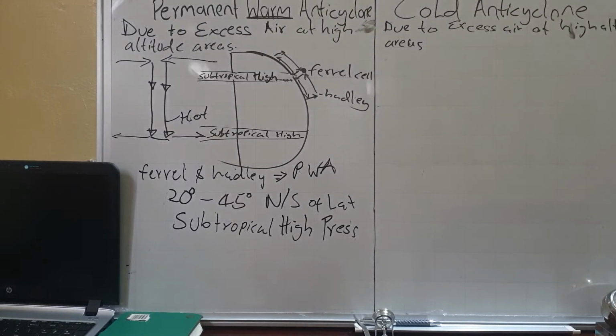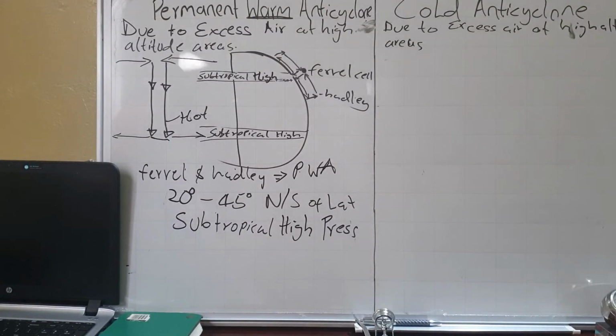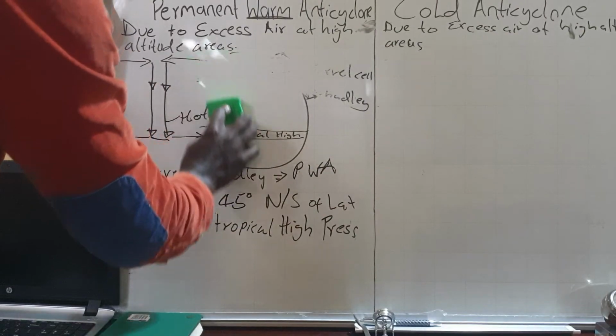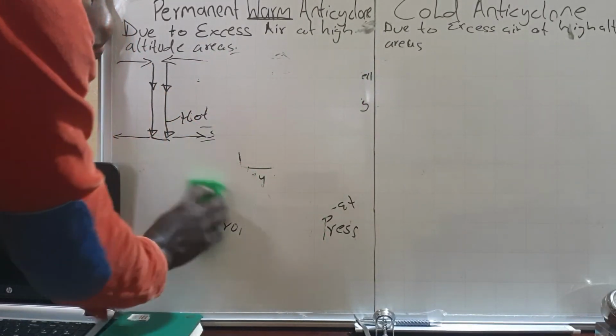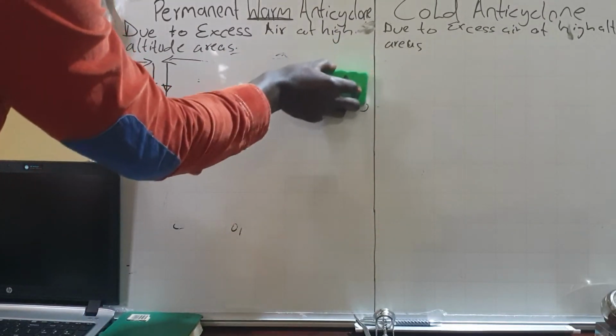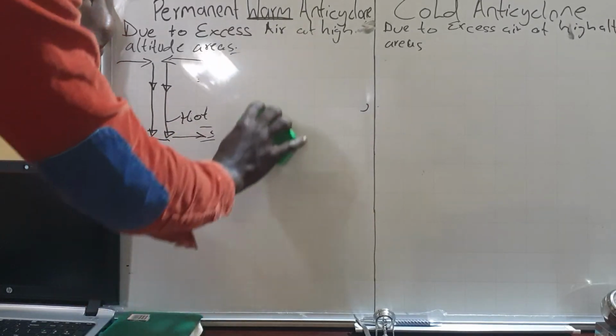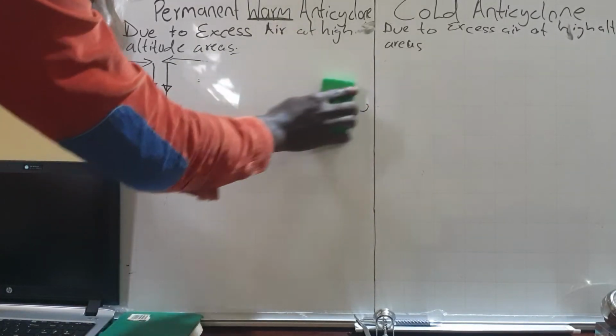Now we want to talk about the weather in the permanent warm anticyclone. So how does the weather look like? So you just wrap this because now we're done with it. In case you need to pause, just pause and write, and then continue with us.